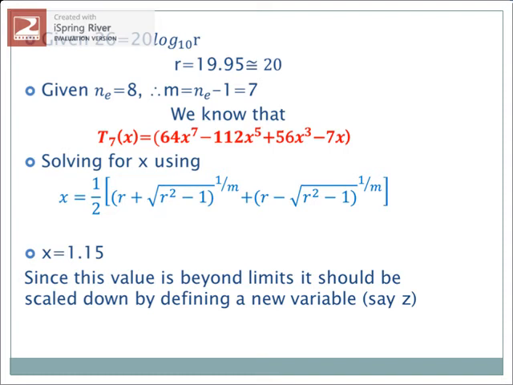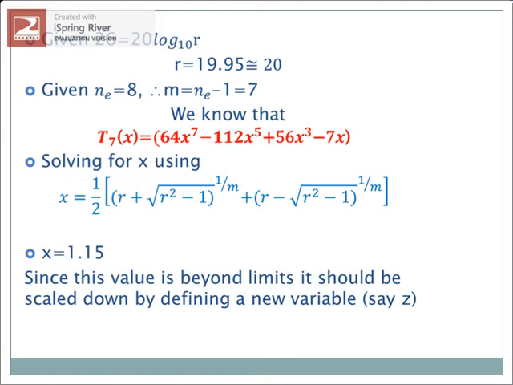Then we design for 8 sources, so for an even number of sources, N equals 8. Then M is equal to N minus 1, that is 7. We know the Tchebyscheff polynomial for order 7: T7(x) equals 64x^7 minus 112x^5 plus 56x^3 minus 7x. Then solve for x, because we know the value of R and M. Substitute those in the expression. Then you get the value x equals 1.15.